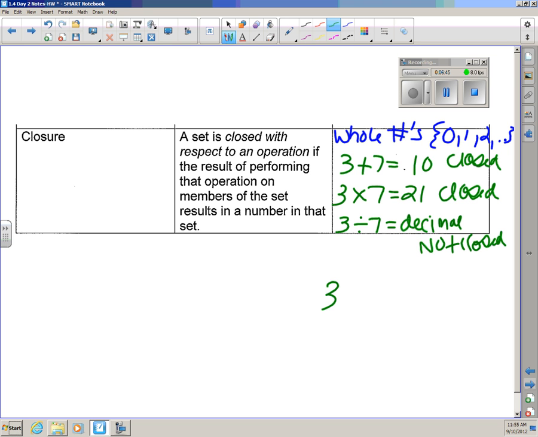And then subtraction, if I do 3 take away 7, I get -4. Well, -4 is not a whole number. So when I'm talking about subtraction in respect to the set of whole numbers, it is not closed. So bottom line is whatever operation you do with the set of numbers they give you, in order to be closed, your answer must be a member of that original set.